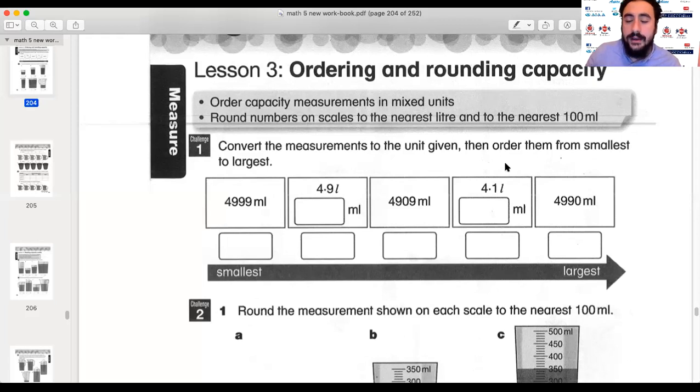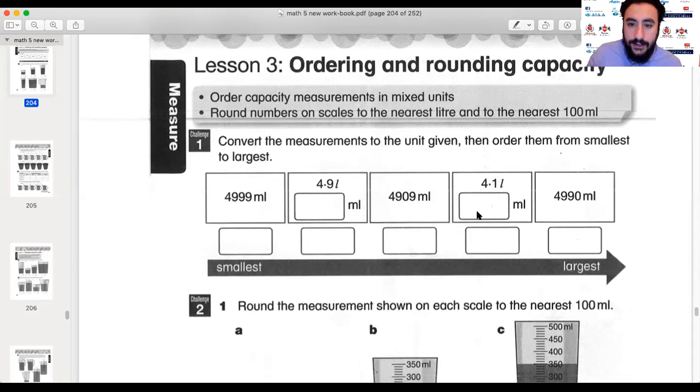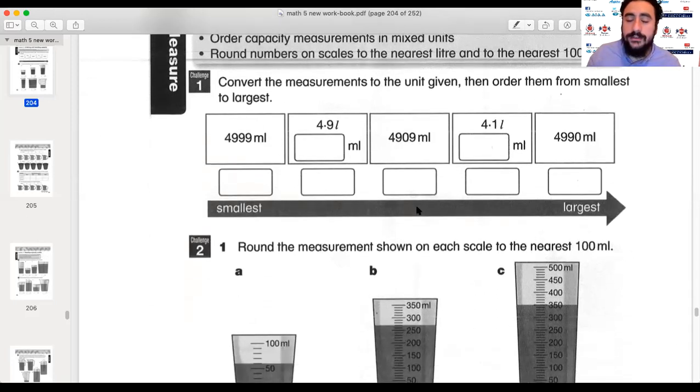Let's now start our first exercise, which is challenge number 1. Convert the measurements to the unit given, then order them from smallest to largest. Here I'm going to convert all the measurements to be in the same unit, which is milliliter. I'm going to convert this into milliliter by multiplying it by 1000, and this one as well, and that one as well. I'm going to skip this challenge because we already solved a lot of questions about it.